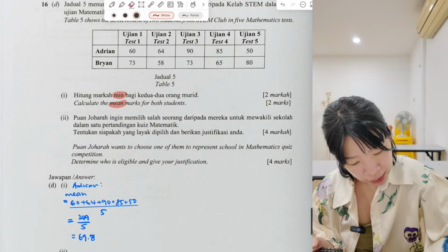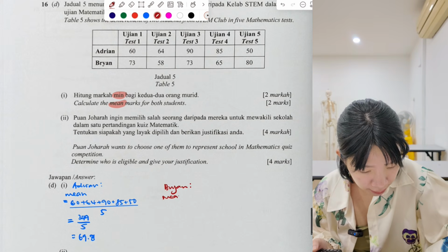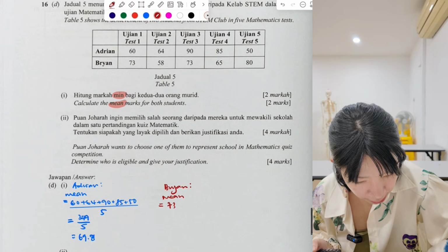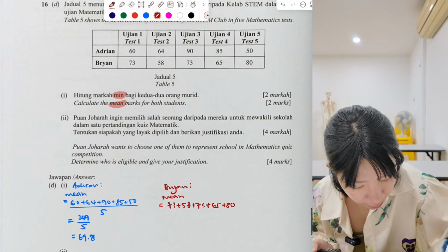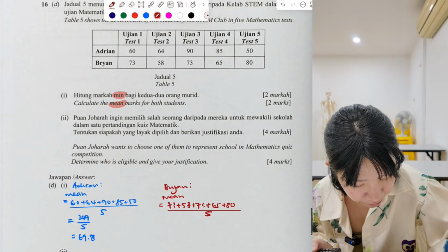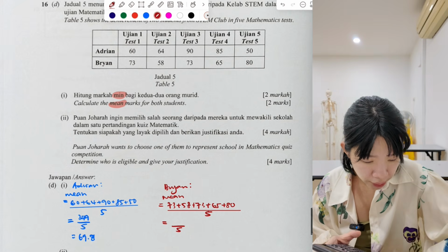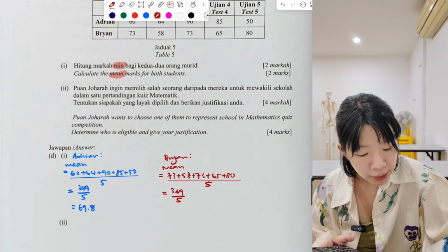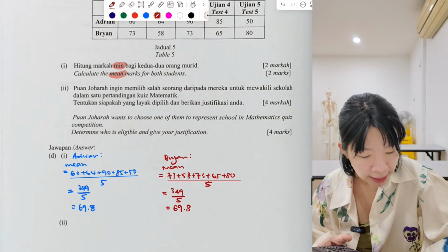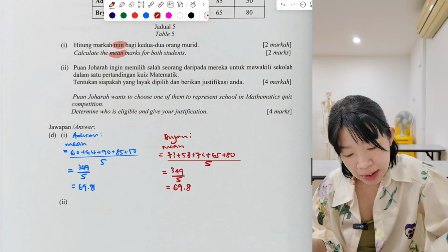Then for the second student, Brian. To calculate the mean, we add all the marks together: 73, 58, 73 again, 65, 80. Divide by 5. We get the same total, 349. 349 divided by 5, so the mean is 69.8. Both have the same mean, just coincidentally. So number 2.